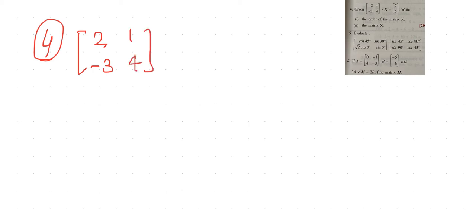In the given matrices, write the order of matrix X and the matrix X. So this is also an easy one, children. You already know how to do this. In question number 4, I will be telling you how to do the first part, because finding out the order of a matrix is a little bit tricky. So what you will be writing: [2 minus 3; 1 4], and this is being multiplied to X.